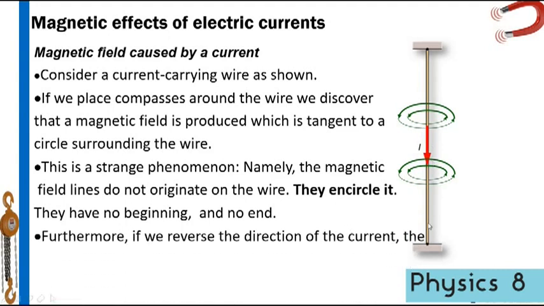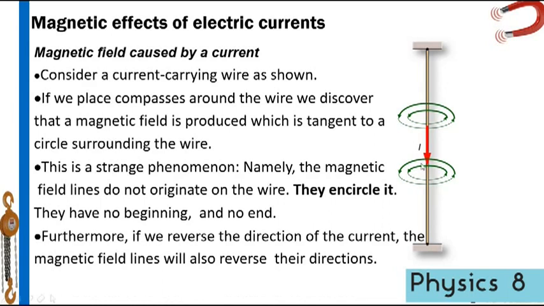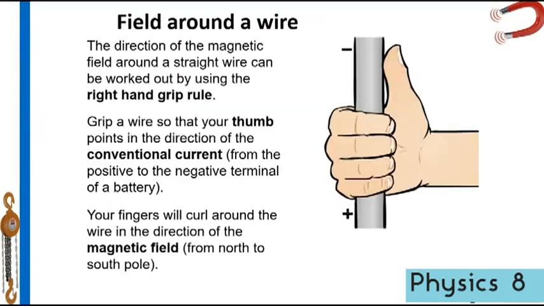The other important phenomenon is that if we were to reverse the direction of the current, in other words, if the current, instead of moving through the wire from top to bottom, let's change it so that the current is moving from the bottom to the top, the magnetic field lines will also be reversed in terms of their direction.